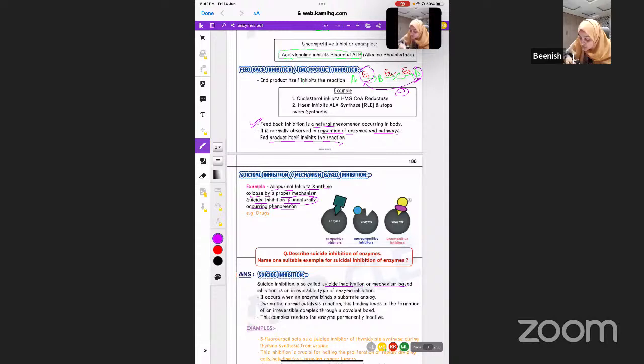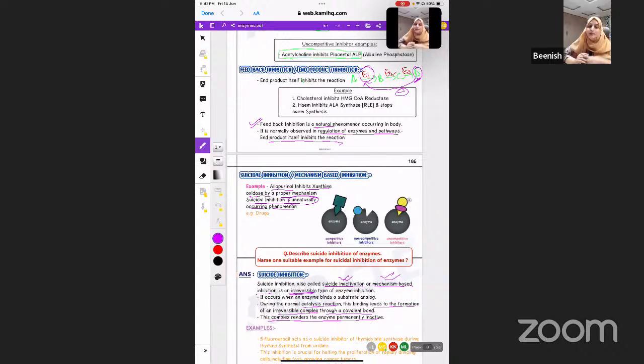It is also known as suicide inactivation or mechanism-based inhibition, and it is an irreversible type of enzyme inhibition. It occurs when an enzyme binds a substrate analog during the normal catalysis reaction. This binding leads to the formation of an irreversible complex through a covalent bond. This complex renders the enzyme permanently inactive. So that is suicide inhibition, also known as mechanism-based inhibition or suicide inactivation.